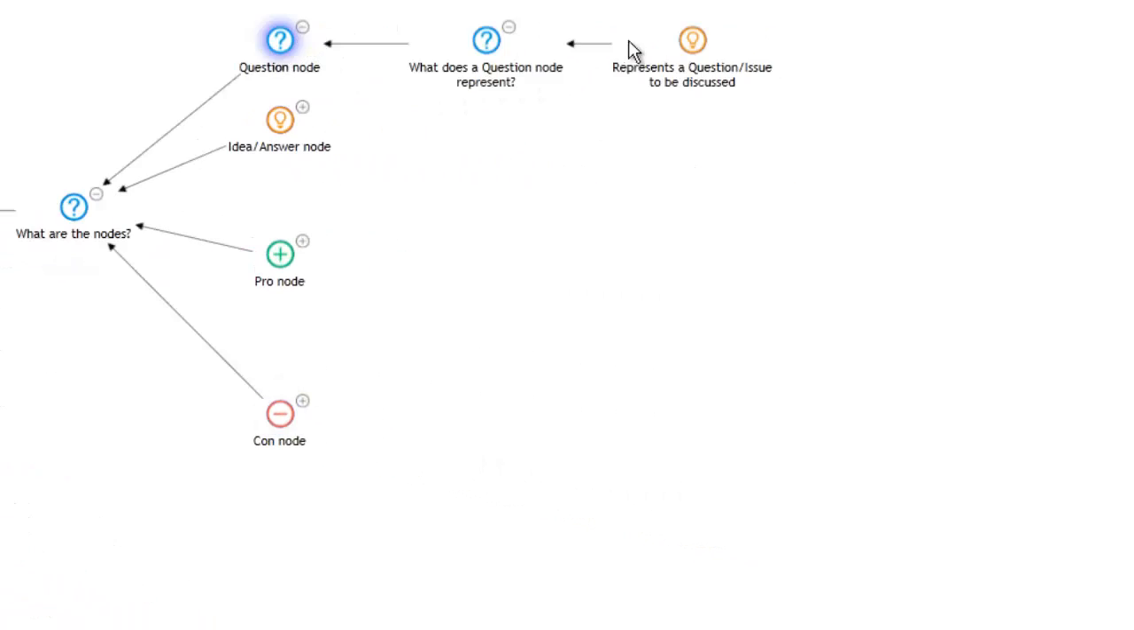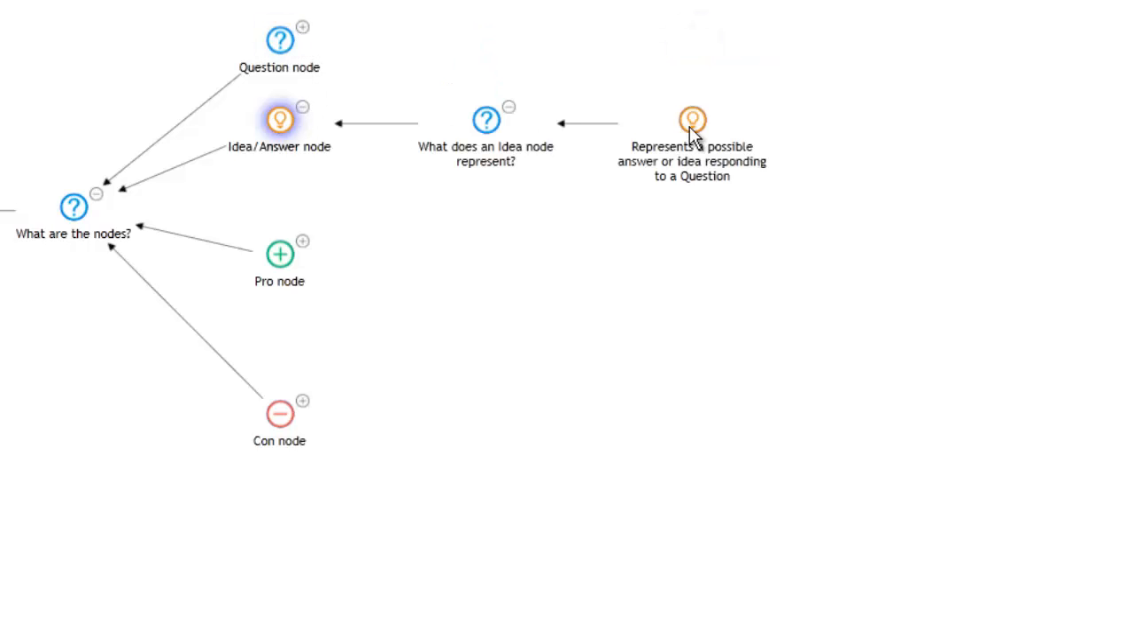A question node represents a question or issue to be discussed. A question is the starting point of a map. Each map will start with a question node because the reason for the group coming together is to answer or explore an issue. Framing the issue as a question opens up the discussion and enables the group to consider all possible solutions. An idea node represents a possible answer or idea responding to a question.